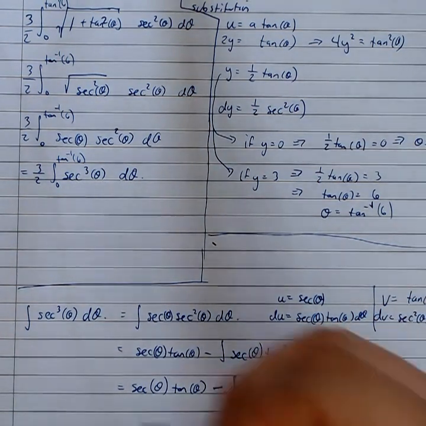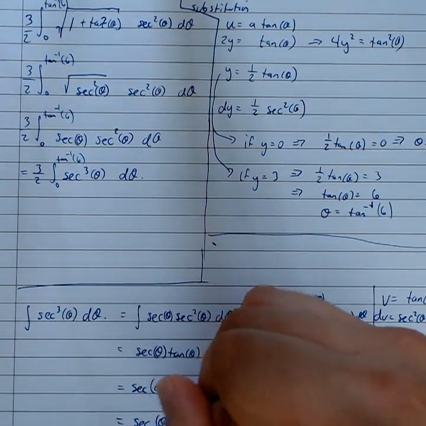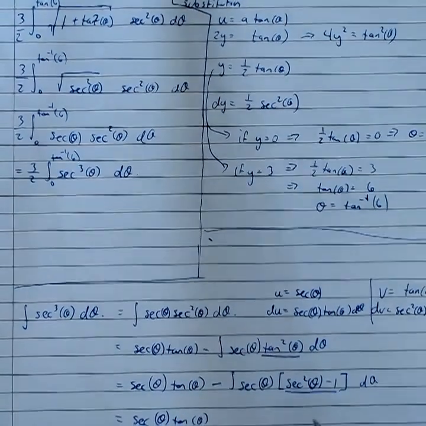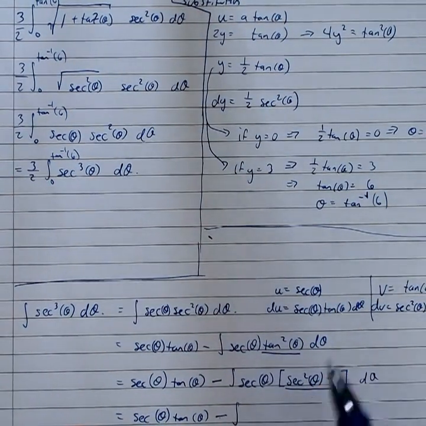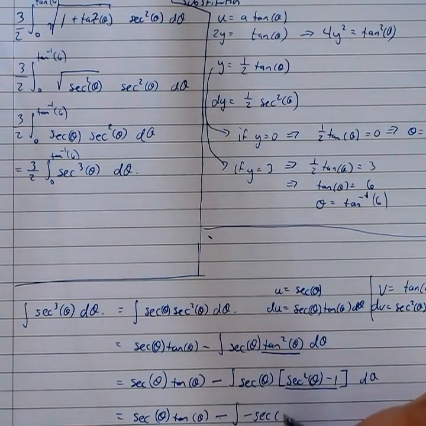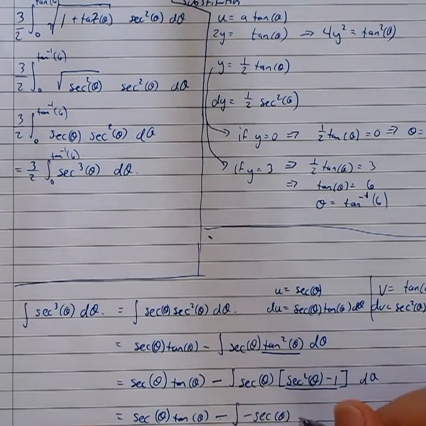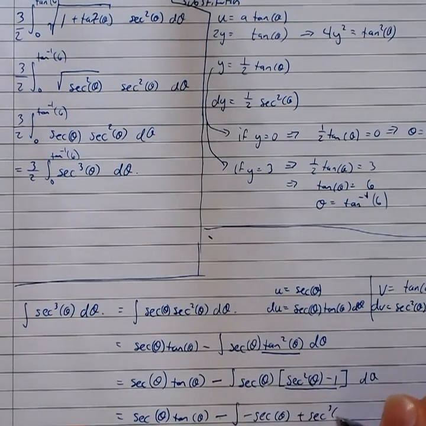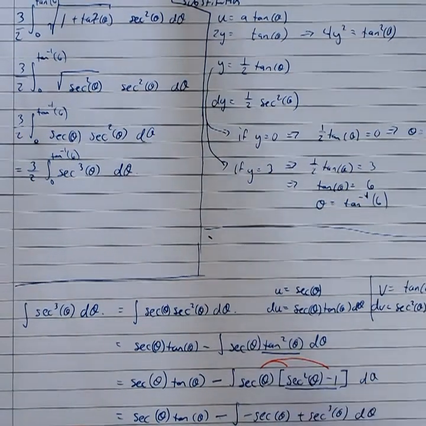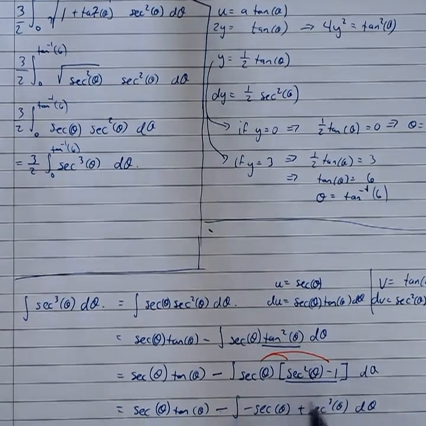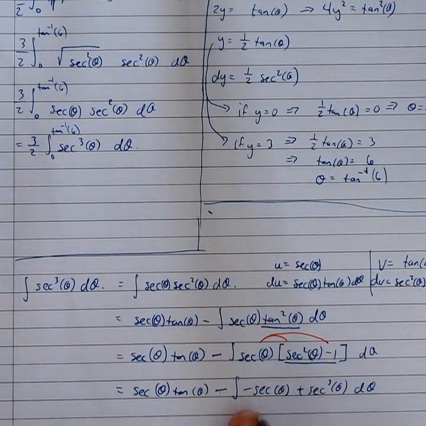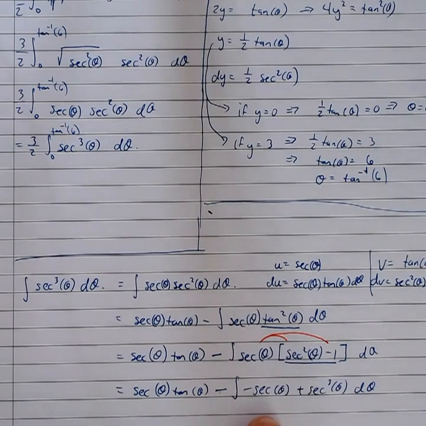I can distribute this, and that'll give me secant of theta times tangent of theta minus the integral of, if I take secant of theta times negative 1, I get negative secant of theta. If I take secant of theta times, and that's a positive, secant squared of theta, I get plus secant cubed of theta d theta. All I did here was distribute. You notice I wrote that one first, and that's just for convenience. In the next step, I want some stuff to cancel. If we wrote it the other way, it's still the same. So negative secant of theta plus secant cubed of theta.